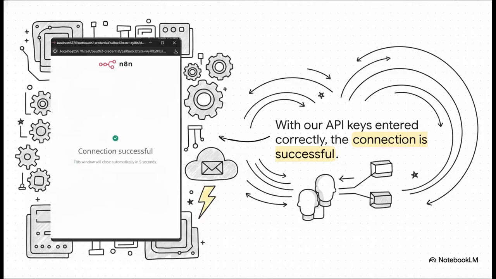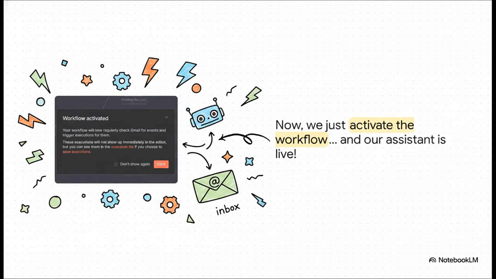You know, as you're setting this all up, the system gives you these nice little checkpoints. So once we plug in those API keys we got earlier, we get this beautiful confirmation screen. Connection successful. This is the system telling us, hey, all the tools are talking to each other just fine. It's a great feeling. And this is the final, most satisfying moment of the whole process. With everything built, everything connected, and everything tested, we just flip this one little switch to activate the workflow. And just like that, our assistant is live. It's now running in the background, 24/7, watching our inbox and ready to go to work.